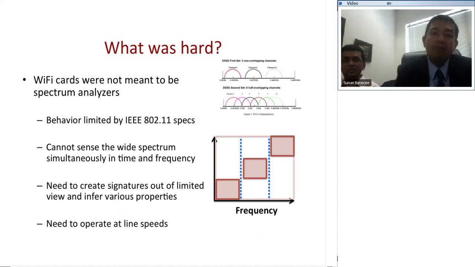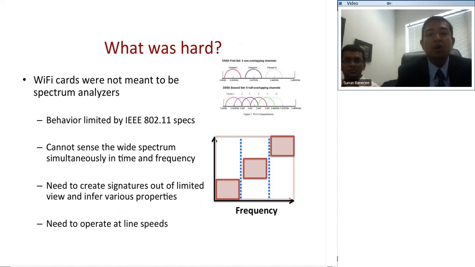So what was hard about this effort? So the challenge really we had to encounter was Wi-Fi cards were not meant to be spectrum analyzers. Their behavior is limited by the 802.11 specs. They cannot simultaneously sense a wide spectrum both in time and frequency. And we've also needed to create signatures with this limited view of the spectrum and infer various properties. And finally, we needed to operate at line speed.